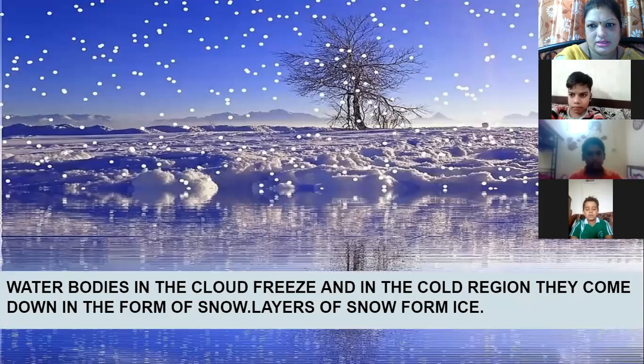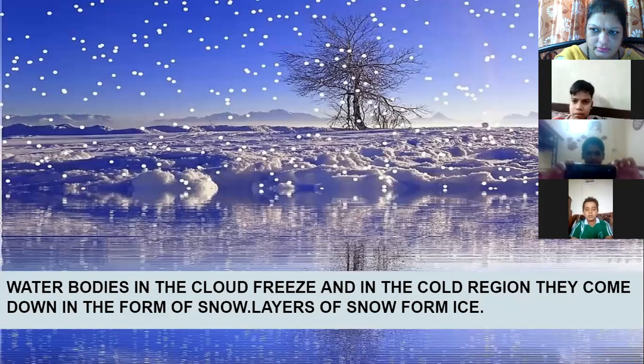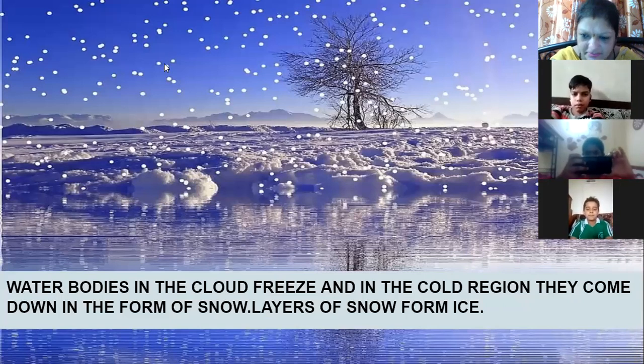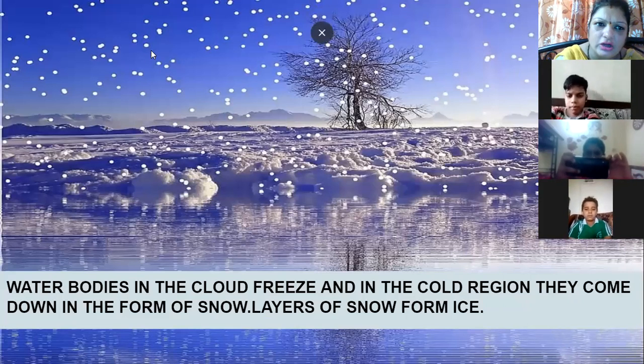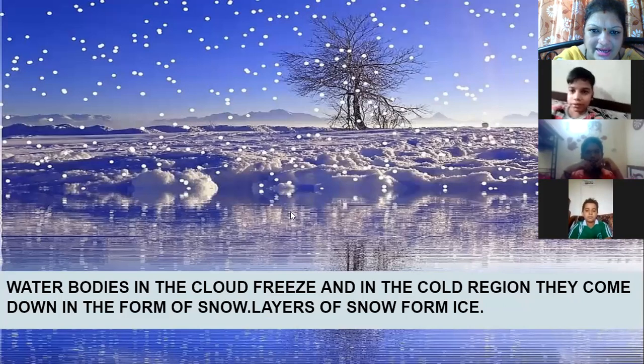Now, in some places, what happens? The water which is there in the cloud freezes. You can see here the snowballs. Now, when it does not rain, it will snow. So when it snows, you can see the snow falling down. When the snow comes down, it forms a layer on the surface of water.